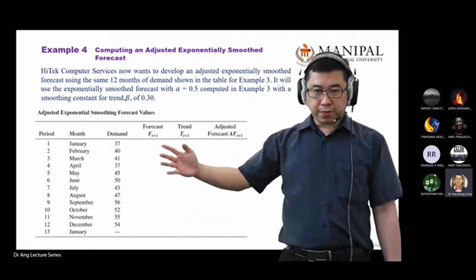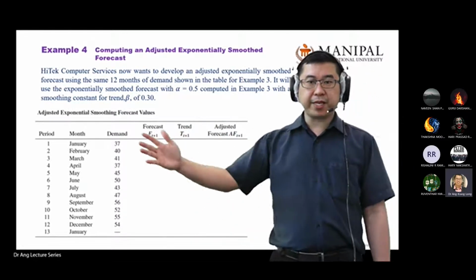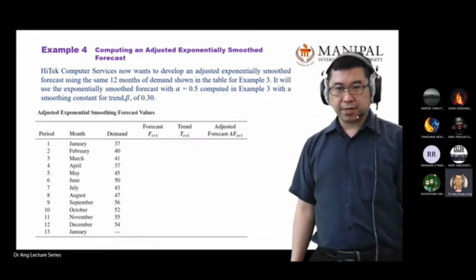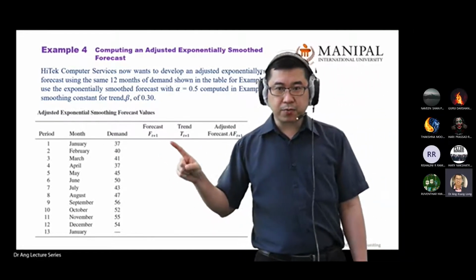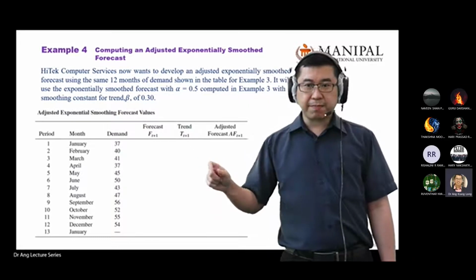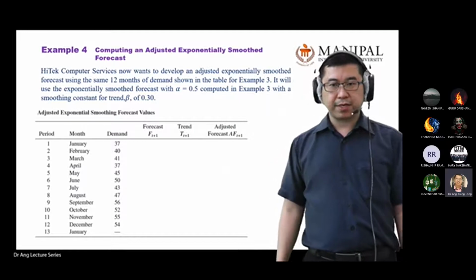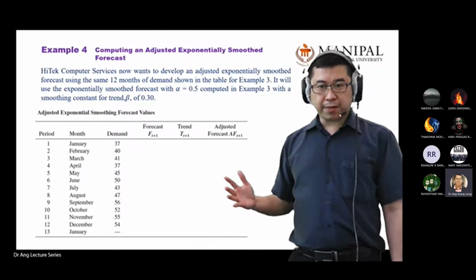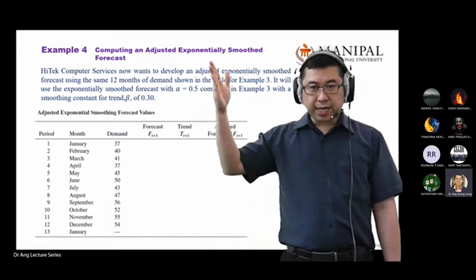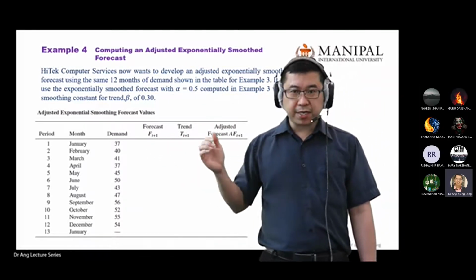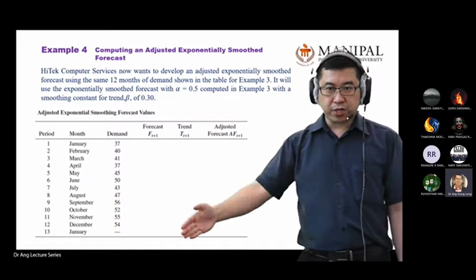Then you build new columns. You have the same table in the tutorial handouts. Here you have forecast F t plus 1, trend T t plus 1, and adjusted forecast AF t plus 1. By looking at your table, we basically know what you're calculating. For adjusted exponential smoothing, you need F plus T, you need the trend, and you need the adjusted forecast value. So you have 3 new columns here.